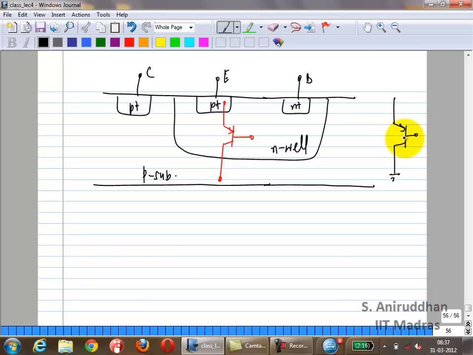You'll need several extra processing steps. That means several extra masks. The cost of the process increases. There may be specialized processes where you can request that at extra cost, but nobody wants to do that.